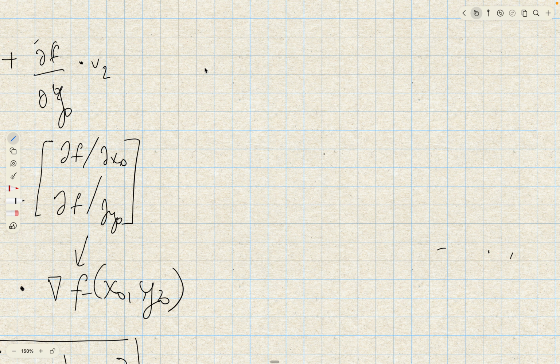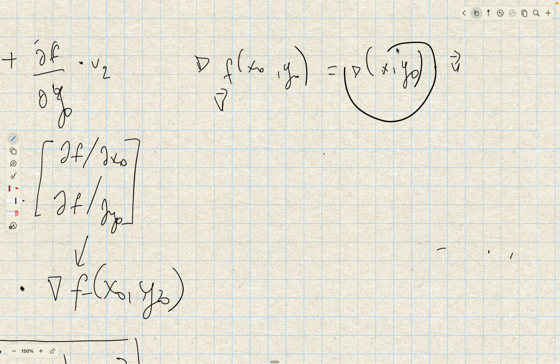Prove the gradient descent of the function at point x0, y0 in the direction of v is the gradient of that function at point x0, y0 multiplied by that vector. So these are two vectors, a dot product of two vectors.